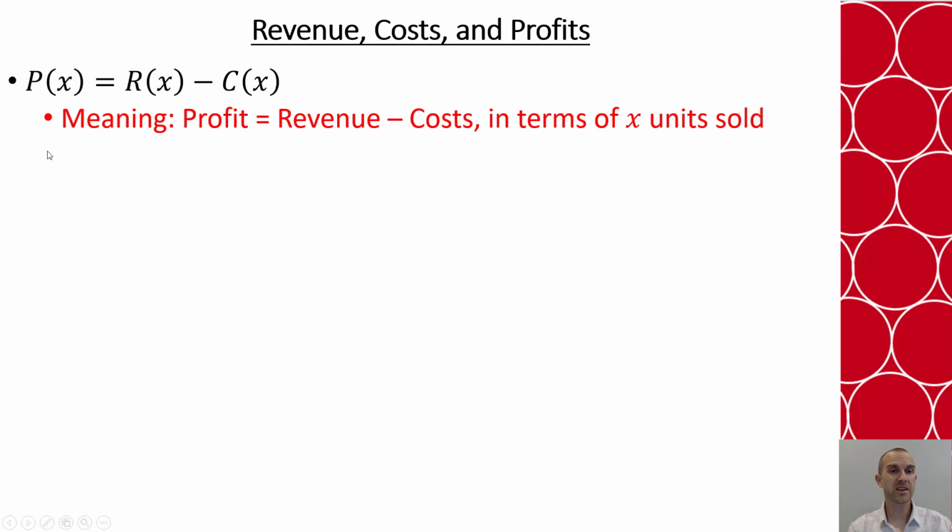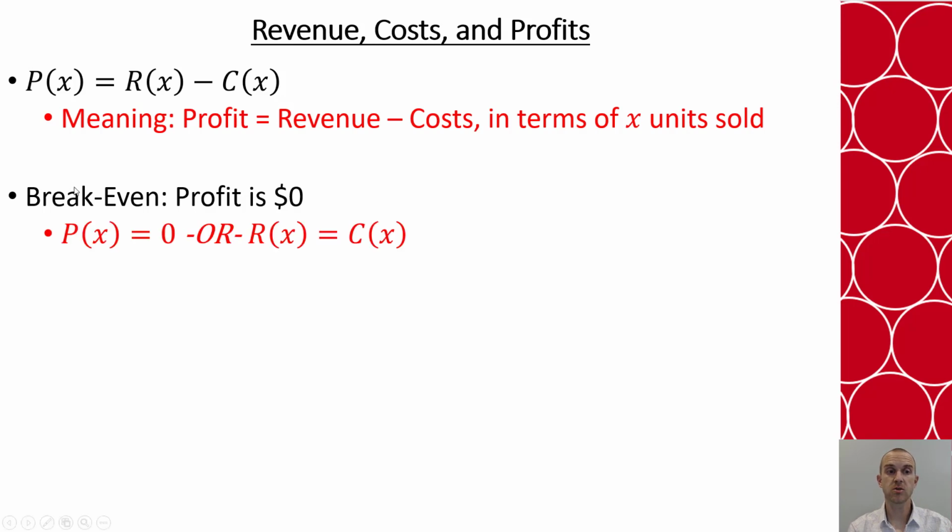Now, we're often looking at different types of aspects within this profit function, such as the break-even point. And this is when our profit equals zero. So we have two options on how to solve this, which include either setting our profit function equal to zero or stating that our revenue is equal to our cost and solving that equation. Do whichever is easiest for the given problem.